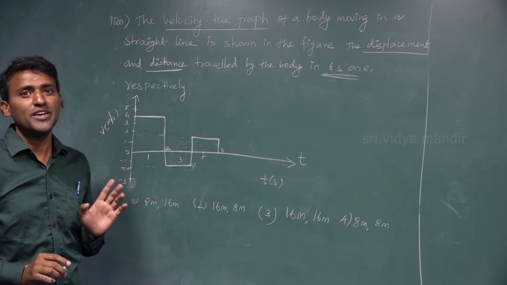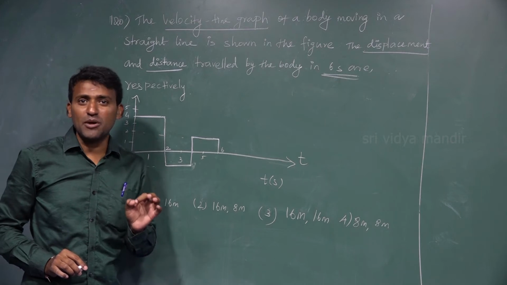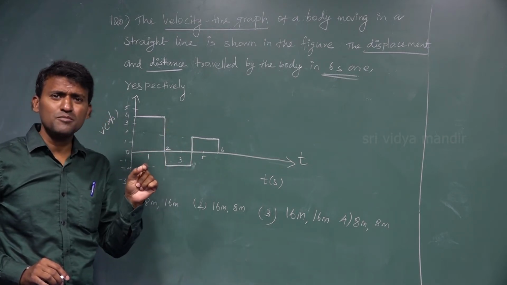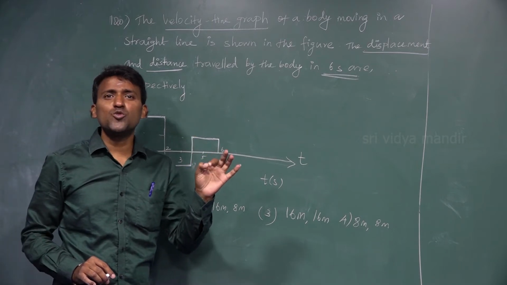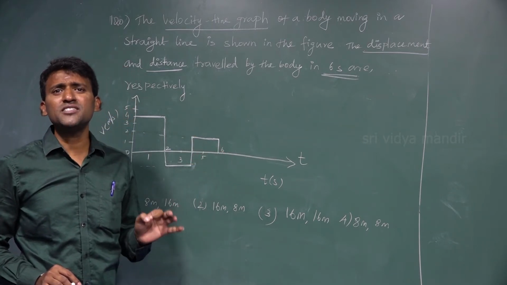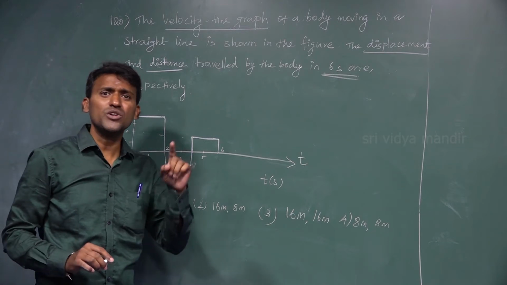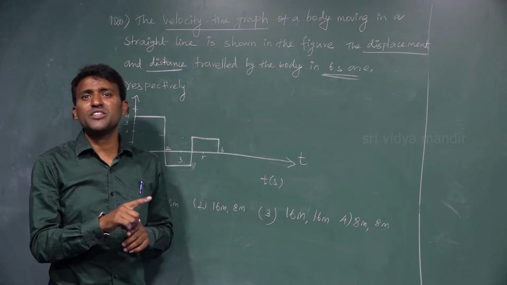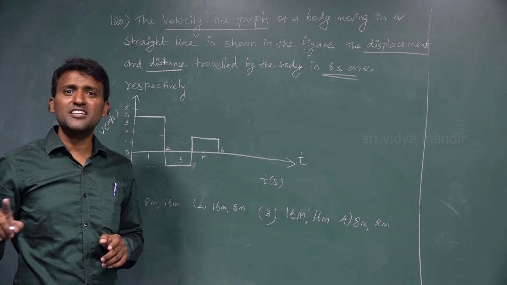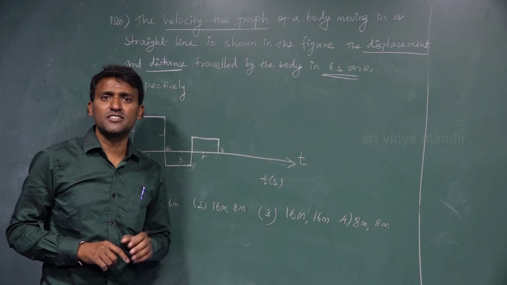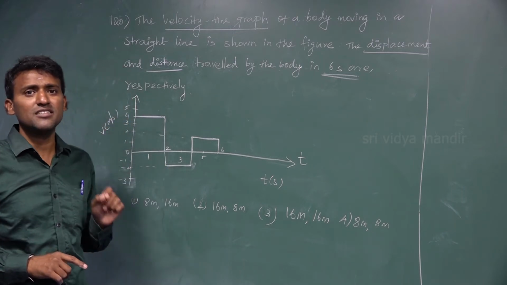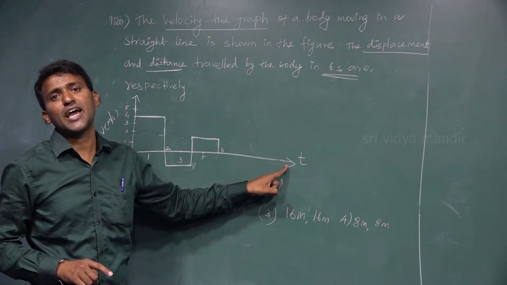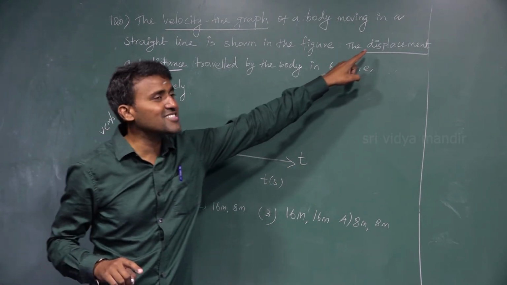You should not take the slope here. You have to remember every time I say this: slope means the difference between two points on the y-axis divided by the difference between two points on the x-axis. So y-axis divided by x-axis is the slope, and velocity divided by time is nothing but acceleration, but they are not asking for acceleration.